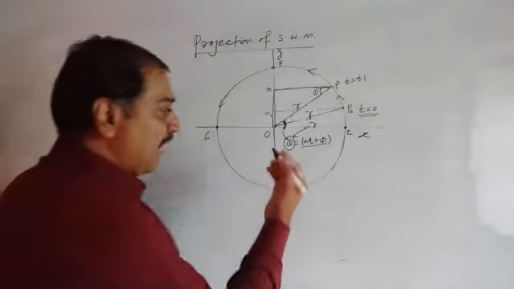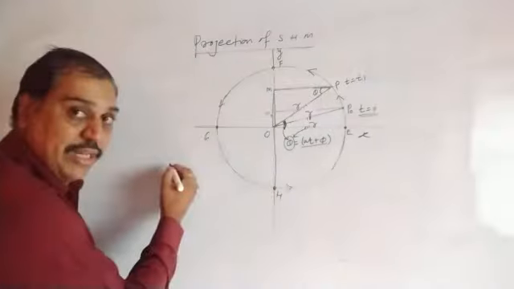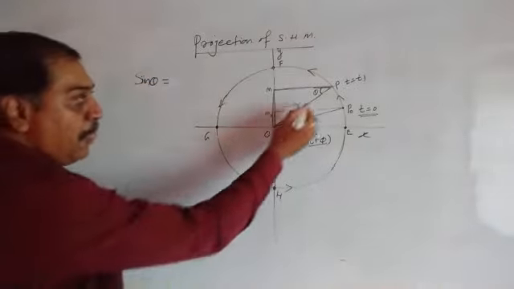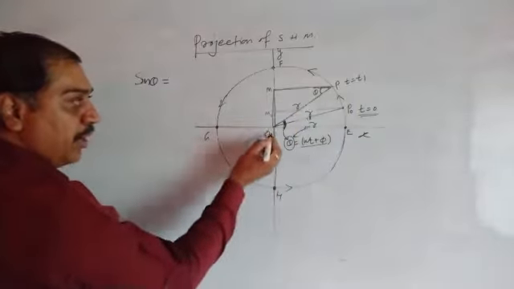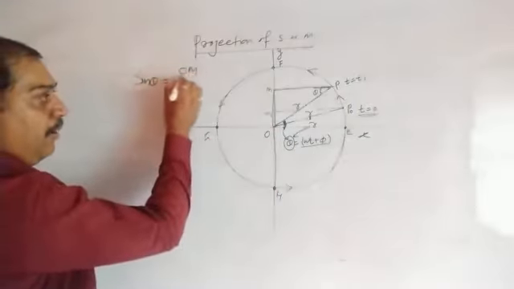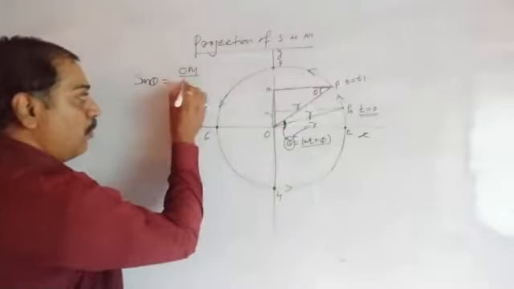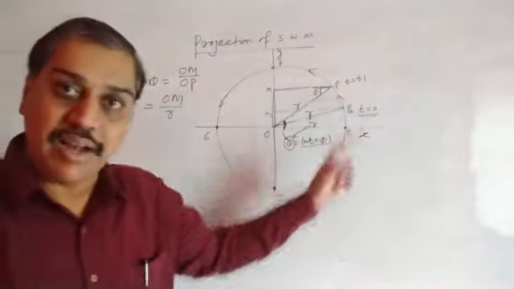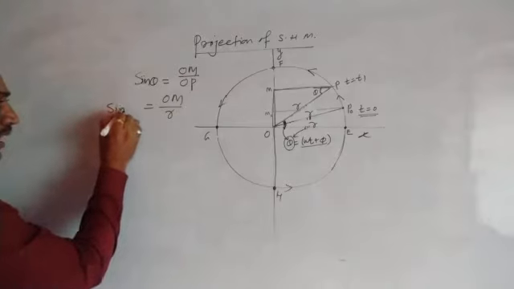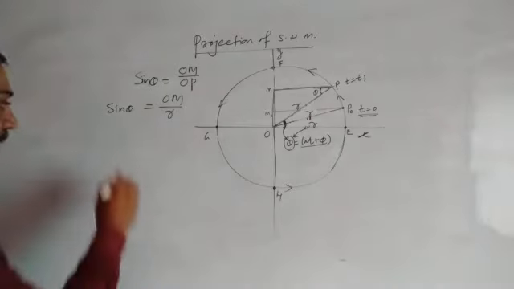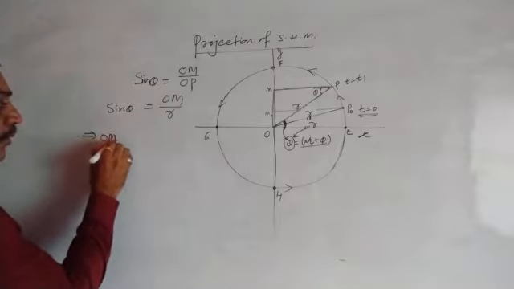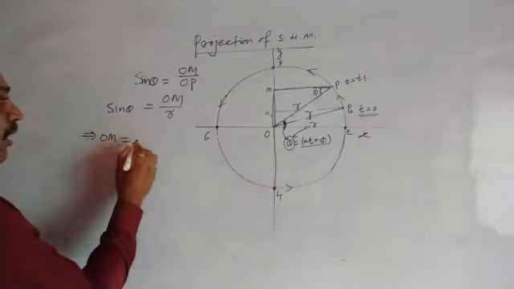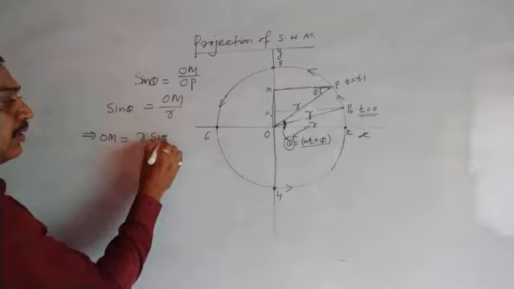Let's find out sine of theta first. Sine of theta is opposite side divided by hypotenuse. Opposite is OM, hypotenuse is OP. So that is equal to OM divided by R, since OP is R. Find out the value of OM. So sine theta equals OM by R. This implies that OM, the distance O to M, the shift of the projection, equals R sine theta.